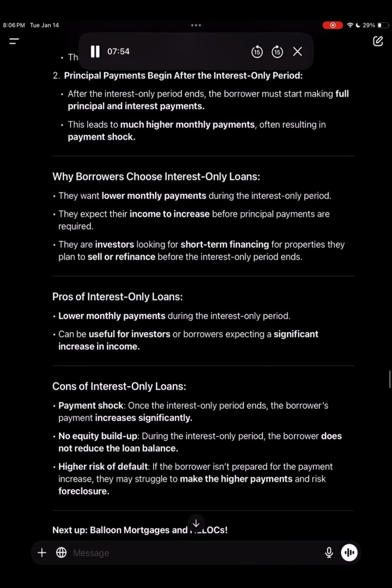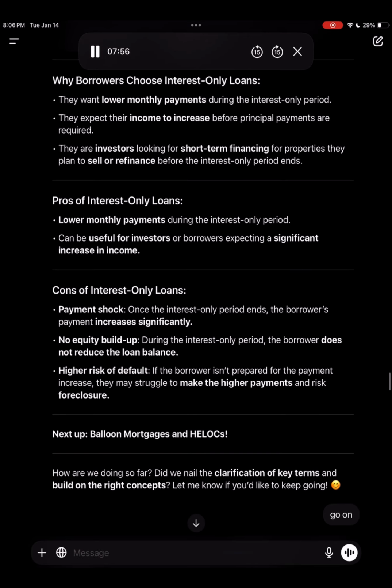Why borrowers choose interest-only loans? They want lower monthly payments during the interest-only period. They expect their income to increase before principal payments are required. They are investors looking for short-term financing for properties they plan to sell or refinance before the interest-only period ends.